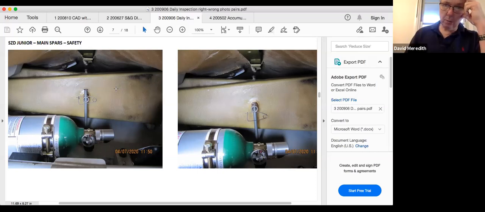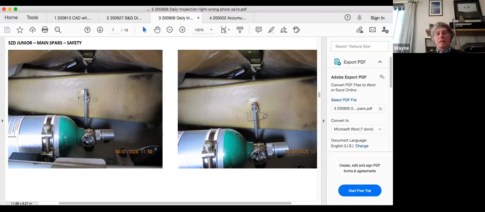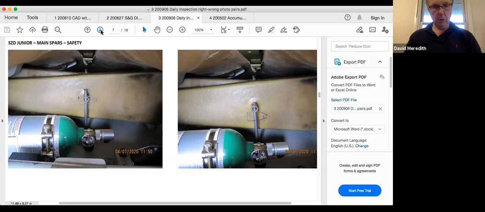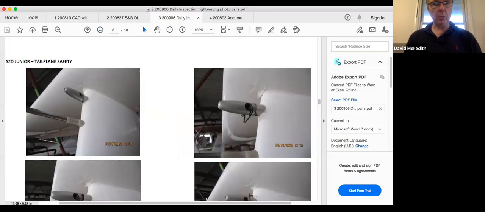The rigging bar. Certainly the SZD48 goes through the main one. I'm not sure about the Junior now. Okay, let's roll on, please. All right. Well, they're talking about Jantos. It doesn't get more interesting.